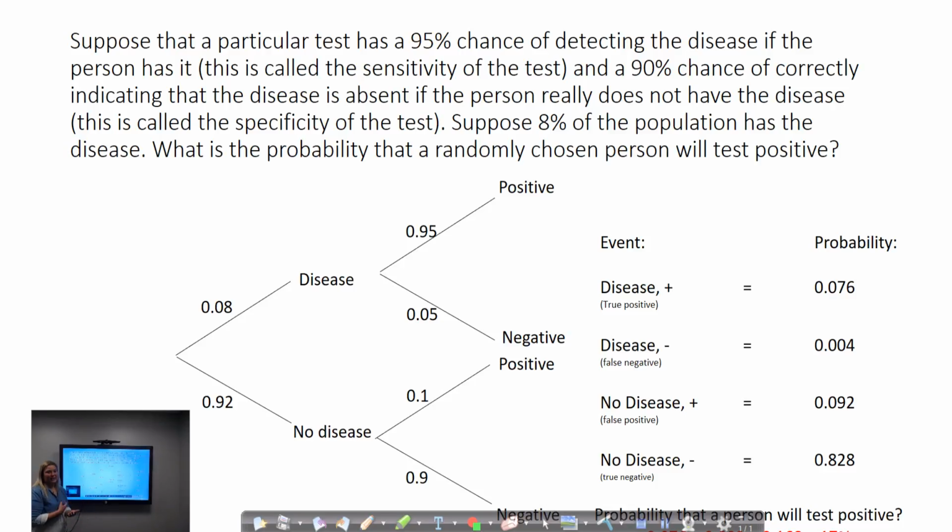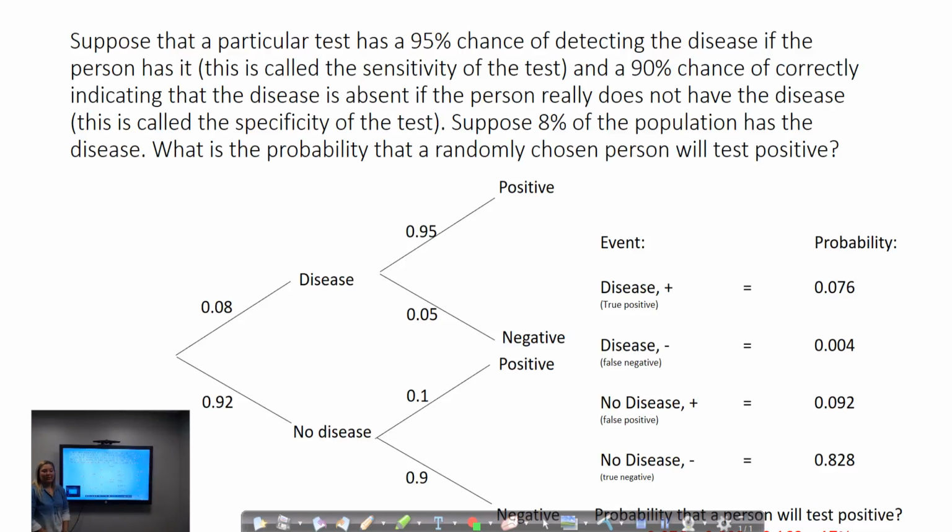These are your true positives, your false negatives, all of that. So you have your true positives, people that have the disease and test positive. Your false negatives, people that have the disease and test negative. Your false positives, people who don't have the disease and test positive. And your true negatives, people that don't have the disease and test negative.